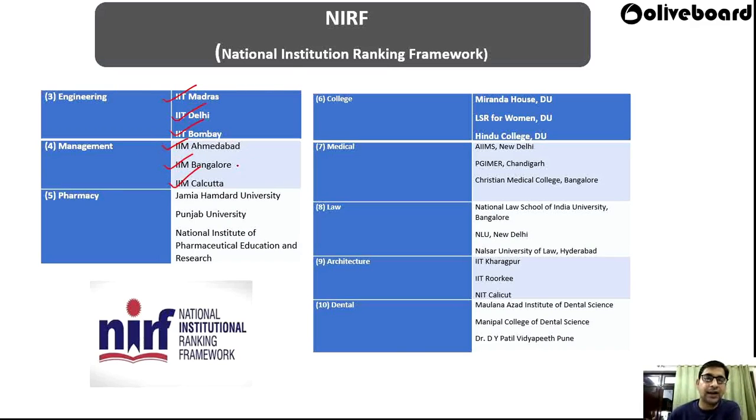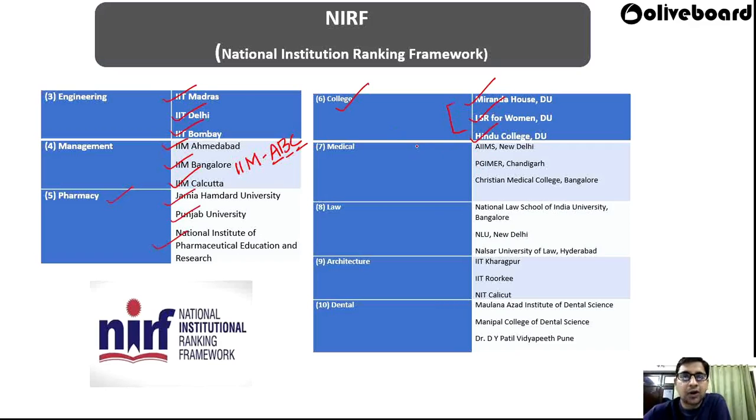People normally call them ABC: Ahmedabad, Bangalore, Calcutta, IIM ABC. And under the pharmacy category, Jamia Hamdard University is on the top, then Punjab University, then the National Institute of Pharmaceutical Education and Research in the top three. Under the colleges category, Miranda House of Delhi University, then Lady Shri Ram College for Women, Delhi University, then Hindu College of Delhi University. These three colleges are on the top under the colleges category.